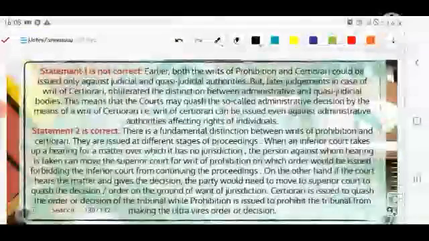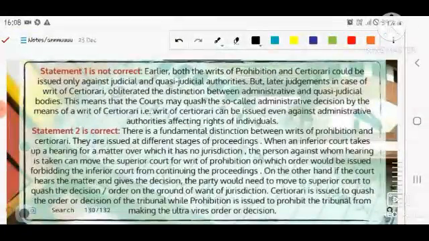Let's see the explanation from the reason itself. The first statement is not correct because the writ of prohibition could be issued only against judicial and quasi-judicial authorities. But later judgments in the case of the writ of certiorari obliterated the distinction between administrative and quasi-judicial. It means that there is a quasi-judicial body and a judicial body. In general, they can issue both against them. But at the point of time of certiorari, they focus more on administrative bodies.